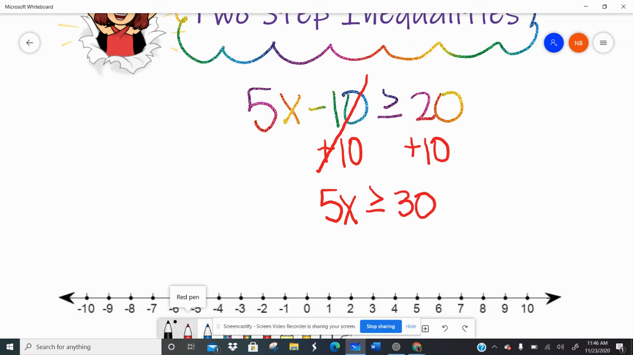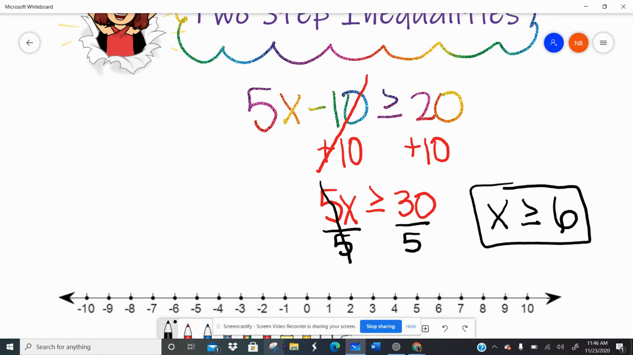I have one more step, though. So now I have 5x, or 5 times x, is greater than or equal to 30. Okay, well, the opposite of multiply is divide. So I'm going to divide each side by 5, by that coefficient. Remember, our job, isolate the variable. You always do the opposite. My variable stays, my inequality sign stays, and 30 divided by 5 is 6. So there's my answer, right?